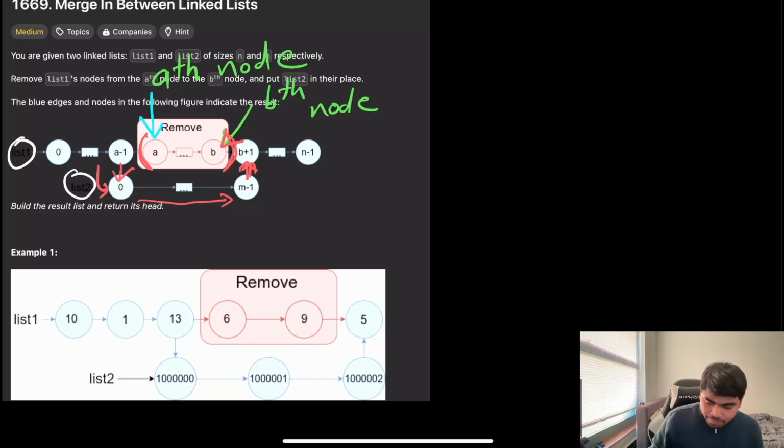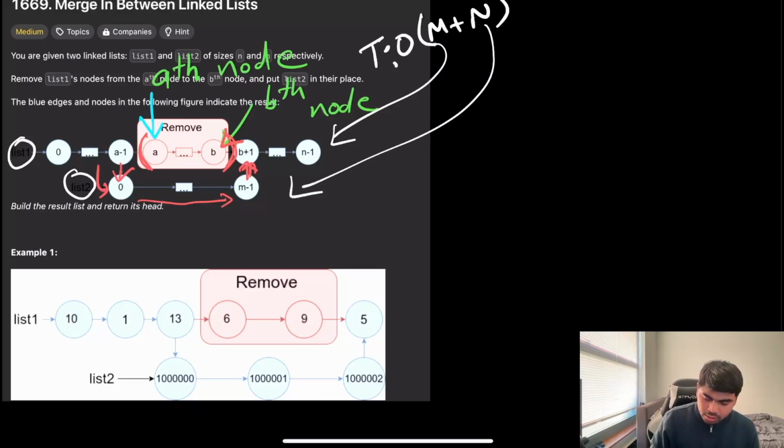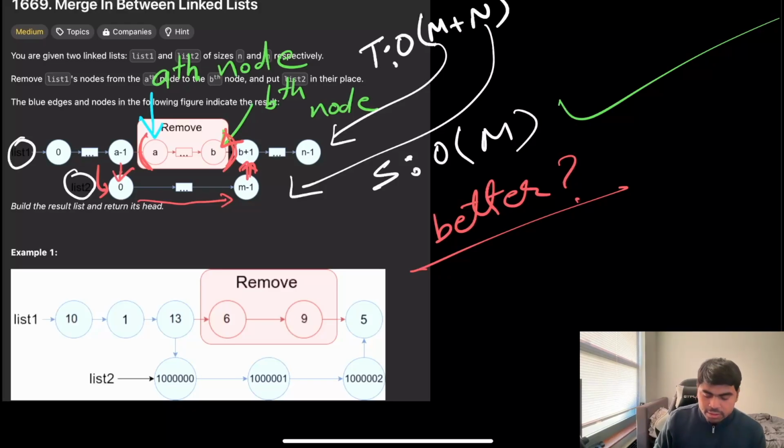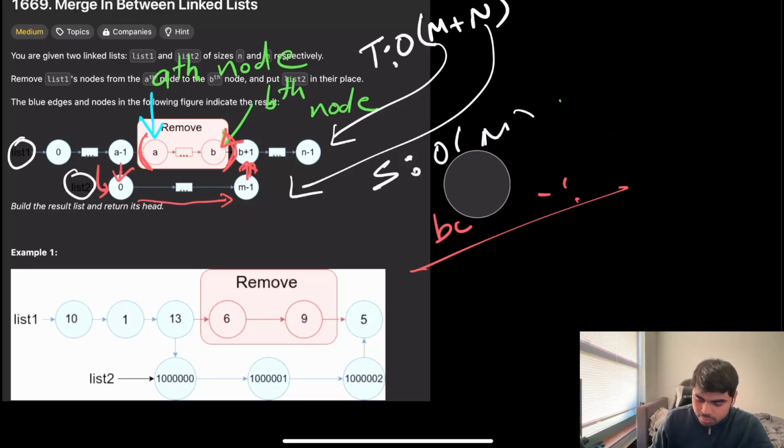So that will take time complexity of big O of m plus n, where m is the number of nodes in list 1 and n is the number of nodes in list 2, and space complexity of big O of m. So can we do better? Answer is yes, we can do better. How about, instead of storing these nodes, we just play with the pointers? That's what we have been doing with a lot of these problems recently.